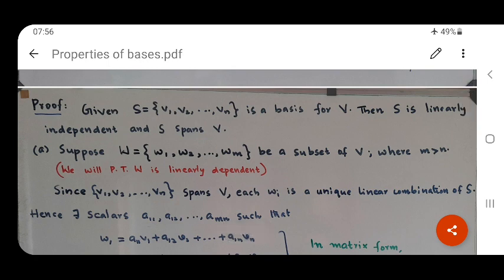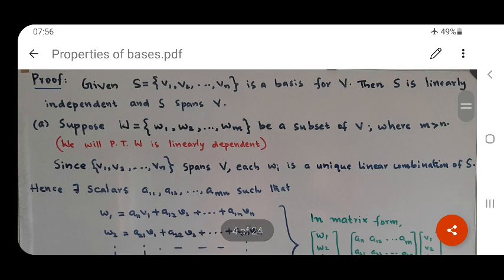So we will prove that if there is a subset of V containing more than n vectors, then it is linearly dependent. So let W equal to w1, etc., wm be a subset of V with m greater than n. Then we will prove that it is linearly dependent. So we will prove that there is a non-trivial linear combination which is equal to 0. Since v1, v2, etc., vn spans V, each of the vectors of V can be represented in a unique way as a linear combination of S, because it is a basis too.